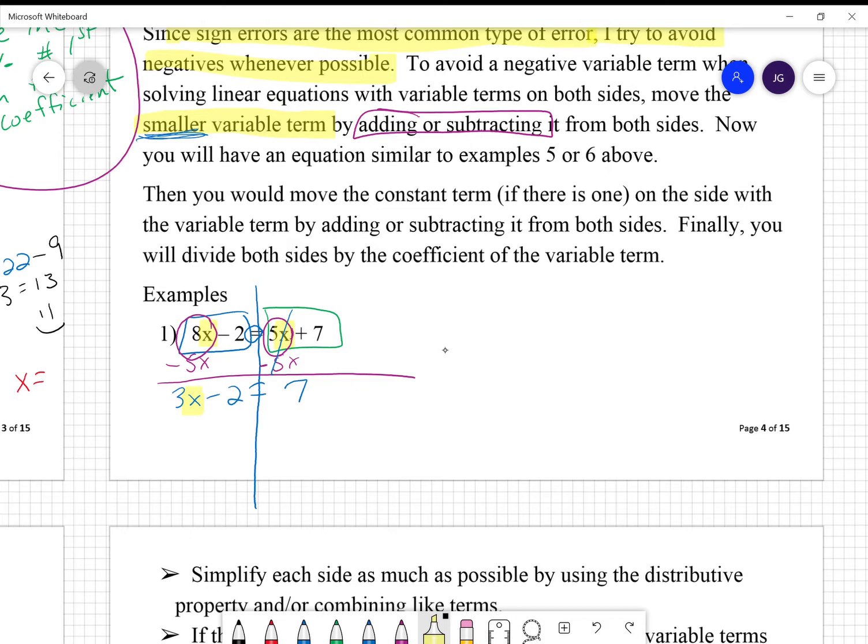All right, so I've got my x on the left, I've got 3 by it, and I've got minus 2 by it. I have to move both of those. But to make it easier, move the plus minus number. Since it's minus 2, I'm going to do the opposite or add 2. I get 3x, the 2's cancel, equals 9.